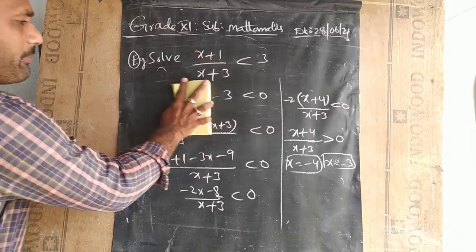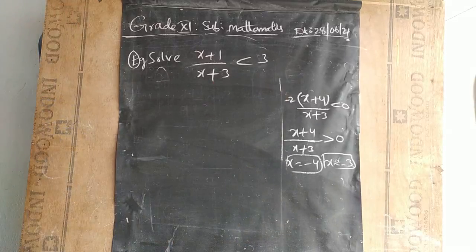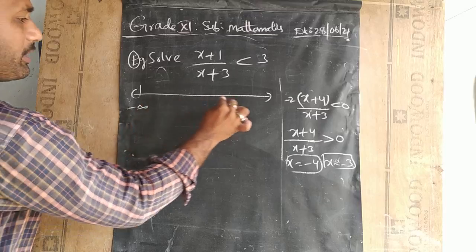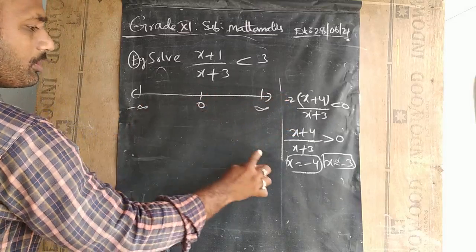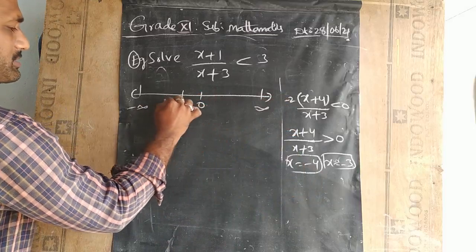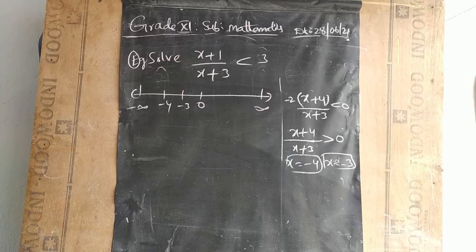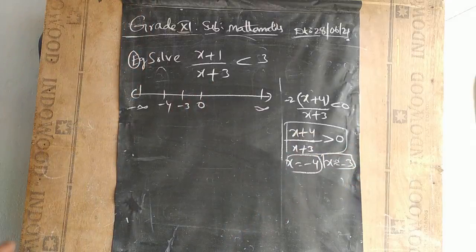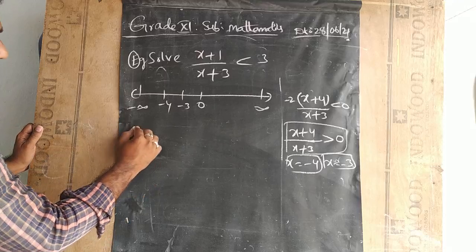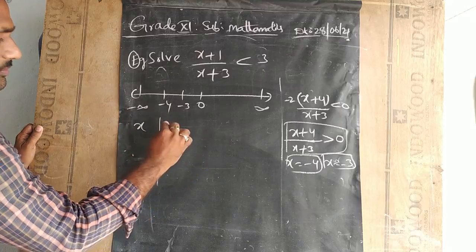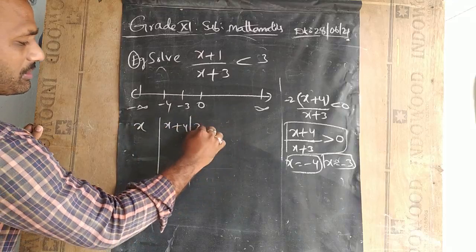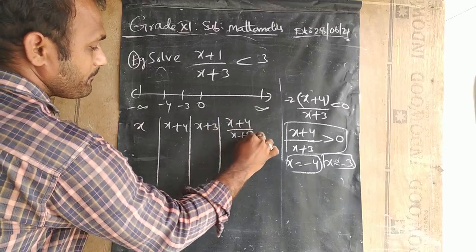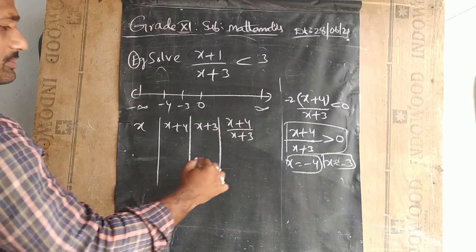Let us represent this on the number line. So here minus infinity, here plus infinity, here 0. So the numbers are minus 4 and minus 3; here it is minus 3, here it is minus 4. Now, to find which statement is true, we have to check with the symbols. First we will check with x plus 4, next with x plus 3, next with x plus 4 by x plus 3, the division of these.